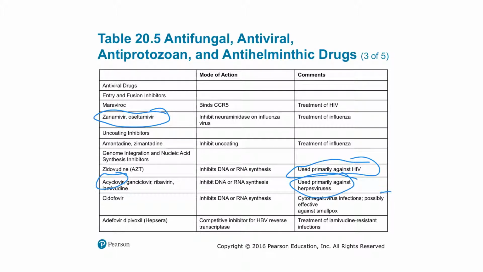This one right here that says possibly effective against smallpox, well, they've never tested it because guess what? We vaccinated and got rid of smallpox. Thank the Lord.